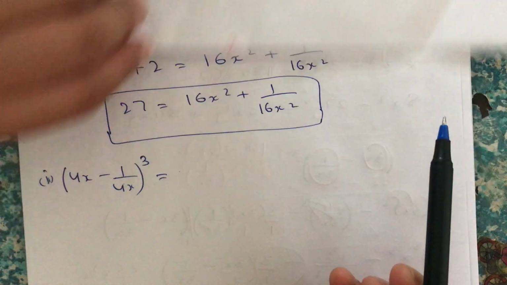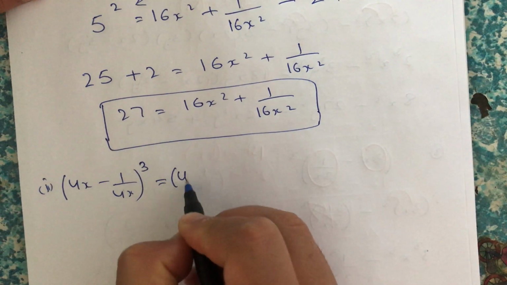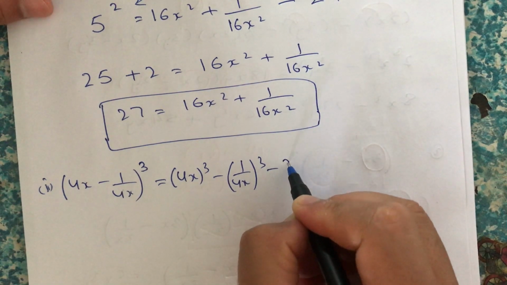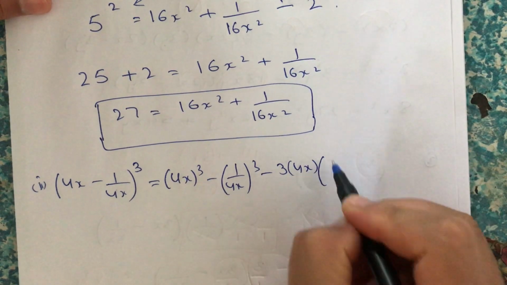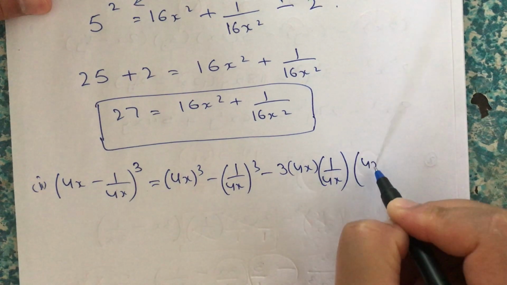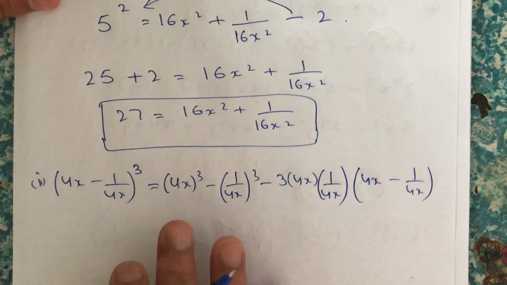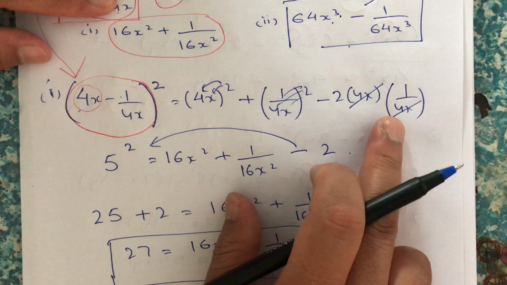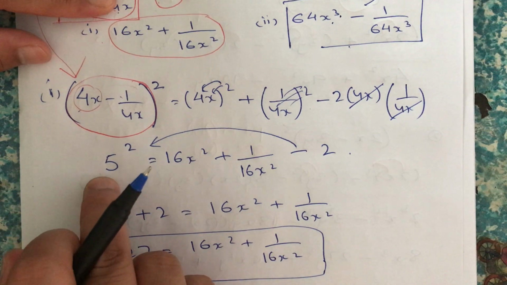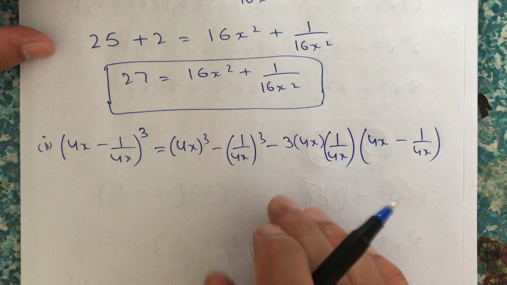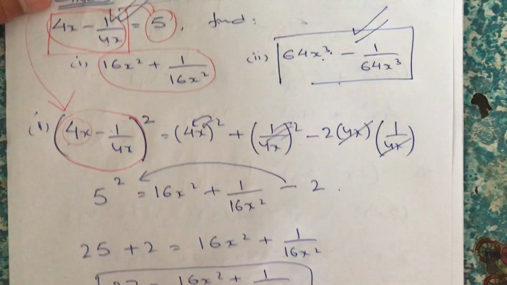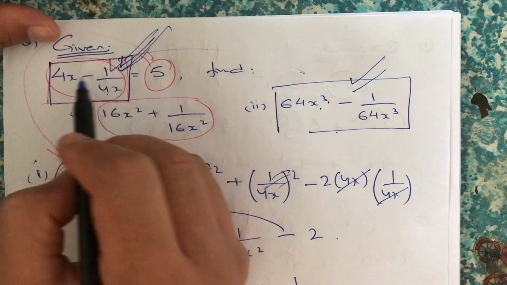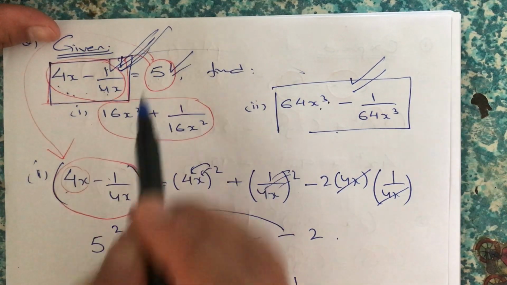We'll have to apply this formula. The formula says first cubed minus second cubed minus 3 into the first into the second, into the bracket first minus second. Again the same way, we write that and apply the formula. Once we write the formula, just like over here, the next step is substitution. So same thing over here, we'll have to do a substitution. This is the same question, just part 2, 4x minus 1 by 4x. Wherever I see 4x minus 1 by 4x, I'll have to put 5.